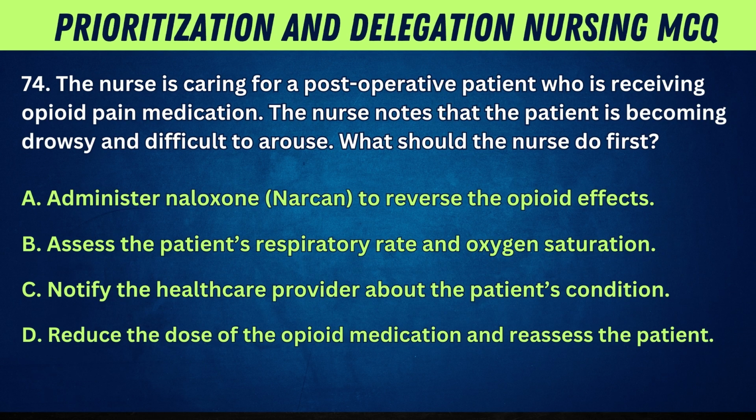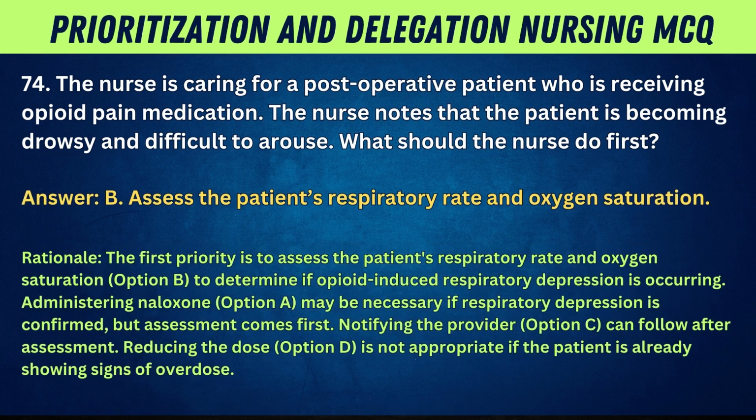74. The nurse is caring for a postoperative patient who is receiving opioid pain medication. The nurse notes that the patient is becoming drowsy and difficult to arouse. What should the nurse do first? A. Administer naloxone, Narcan, to reverse the opioid effects. B. Assess the patient's respiratory rate and oxygen saturation. C. Notify the healthcare provider about the patient's condition. D. Reduce the dose of the opioid medication and reassess the patient. Answer. B. Assess the patient's respiratory rate and oxygen saturation.